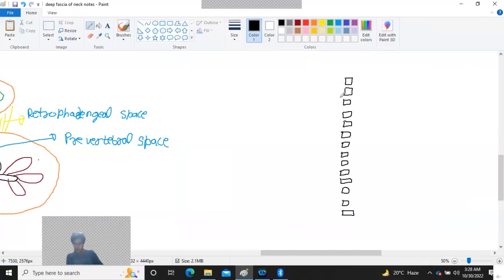So how does it extend? First, these are the vertebrae. In front of the vertebra, remember, there is a ligament present which is called the anterior longitudinal ligament. This is the ligament, not fascia. The next, in front of the vertebra, there is a fascia which is called the prevertebral fascia. Now we draw the prevertebral fascia. This is a thick fascia. We draw it thick.